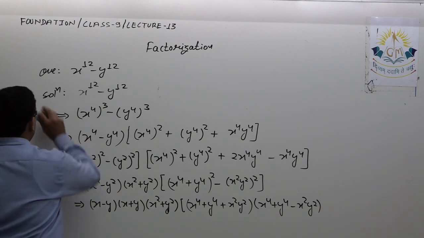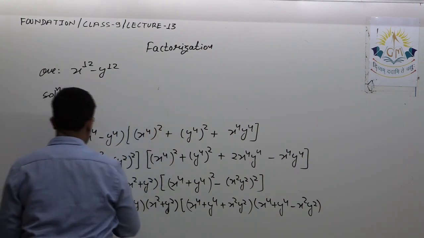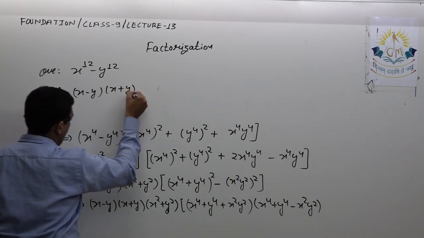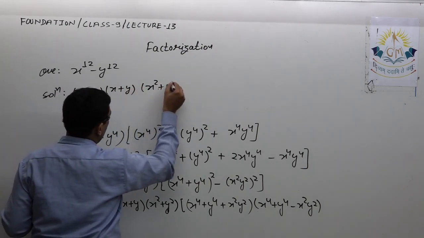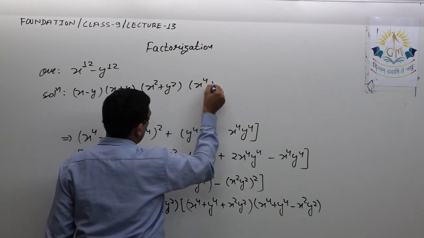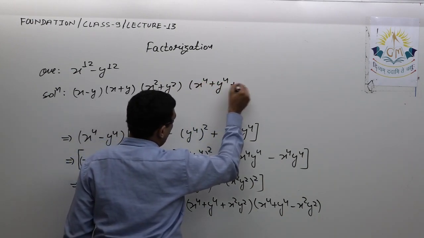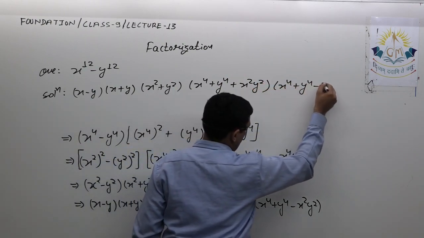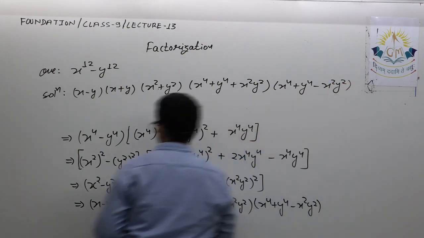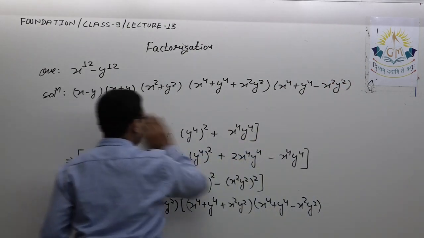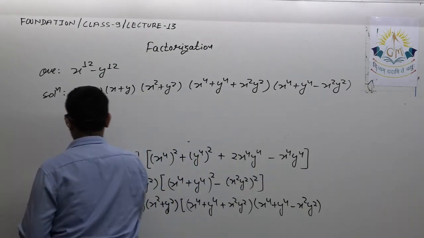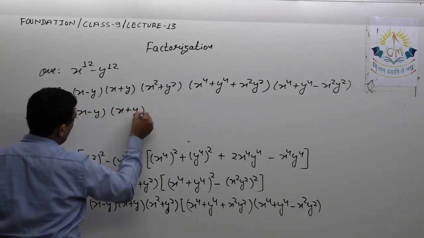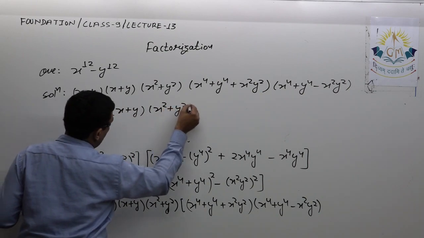Okay, so I am solving it further over here. So first let me write that step as it is, x plus y, then x square plus y square, then x raised to 4 plus y raised to 4 plus x square y square, then x raised to 4 plus y raised to 4 minus x square y square. Okay, so x minus y, x plus y, x square plus y square.